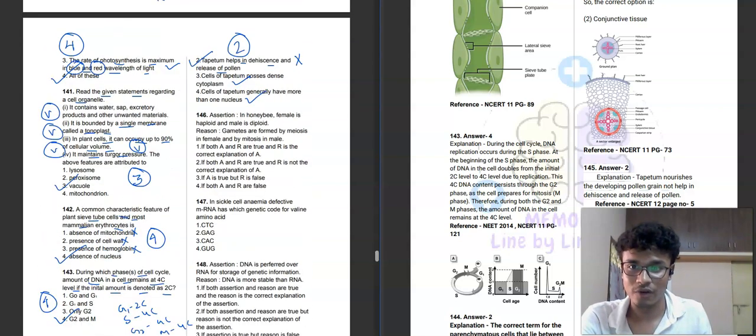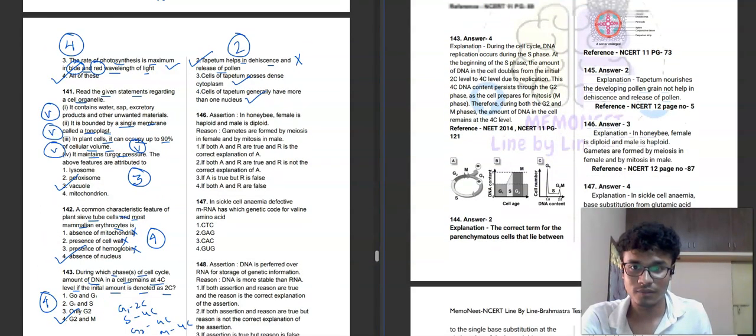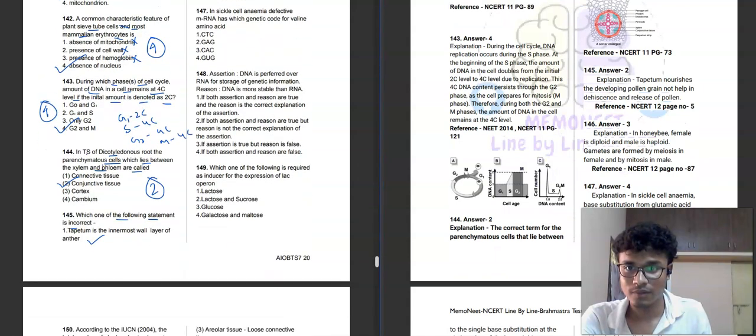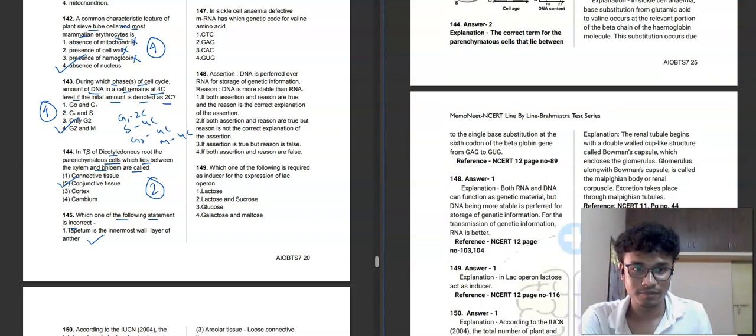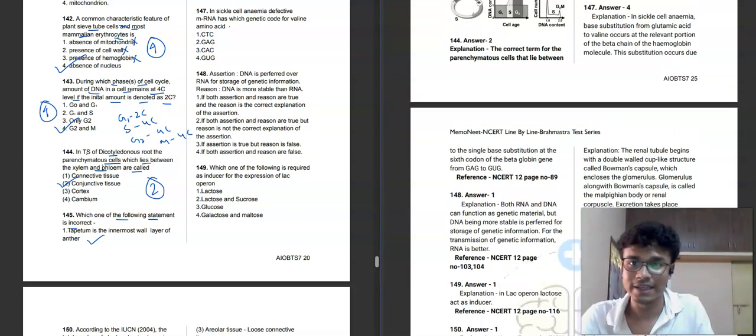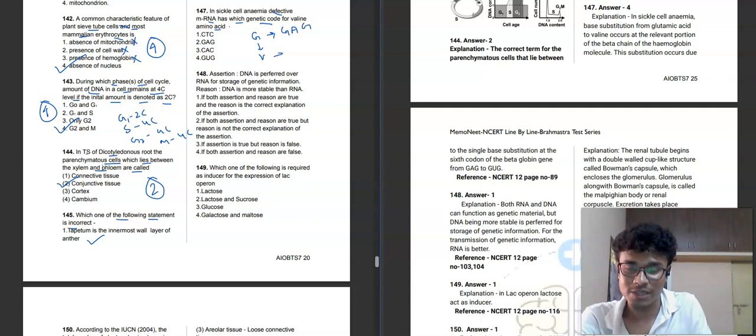Moving towards the next question, 146. Sorry, 147. There are some problems. 147. It is saying that in sickle cell anemia, defective mRNA has which genetic code for valine amino acid. So what happens in sickle cell anemia? Glutamic acid is replaced by valine. And glutamic acid has the genetic code GAG and it is replaced by valine. So valine has the GUG codon. So fourth option will be your correct answer for this question.